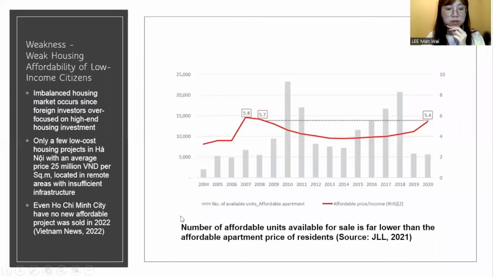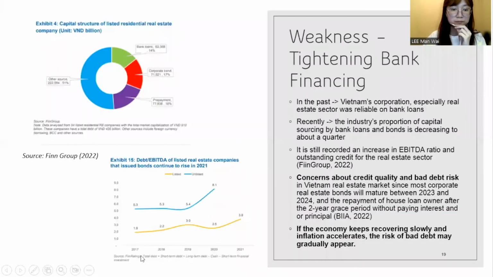An imbalanced housing market occurs since foreign investors are over-focused on high-end housing investment, which the local working classes cannot afford. There are only a few low-cost housing projects in Hanoi, located in remote areas with insufficient infrastructure. Even Ho Chi Minh City has no new affordable project shown this year.